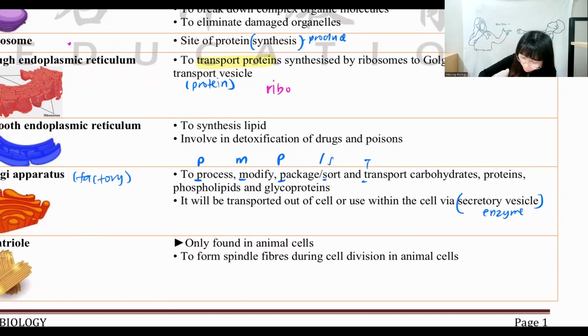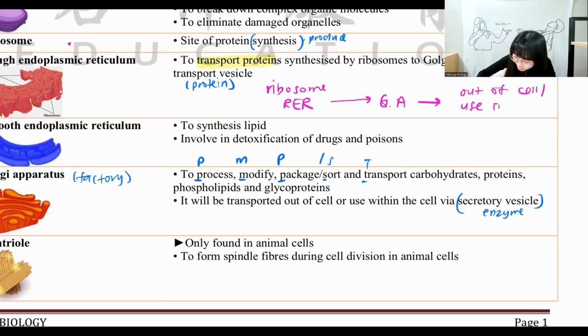When it comes into a sequence, this is how it looks like. First, we start with ribosome. Can you tell me ribosome attached to where? Ribosome attached to? Very good. Rough ER, correct. They attach onto the rough ER. And then rough ER, they will transport the protein to Golgi apparatus. I write in short form, yeah. Rough ER to Golgi apparatus. And then out of cell or use in cell. Use in cell, right? Either these two, right? So when they transport from one point to another point, we have to use different vesicle. For rough ER to Golgi apparatus, we have to use transport vesicle.